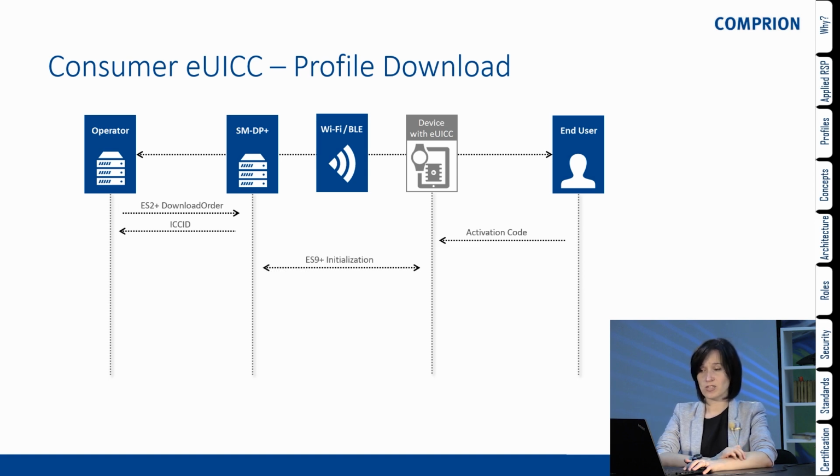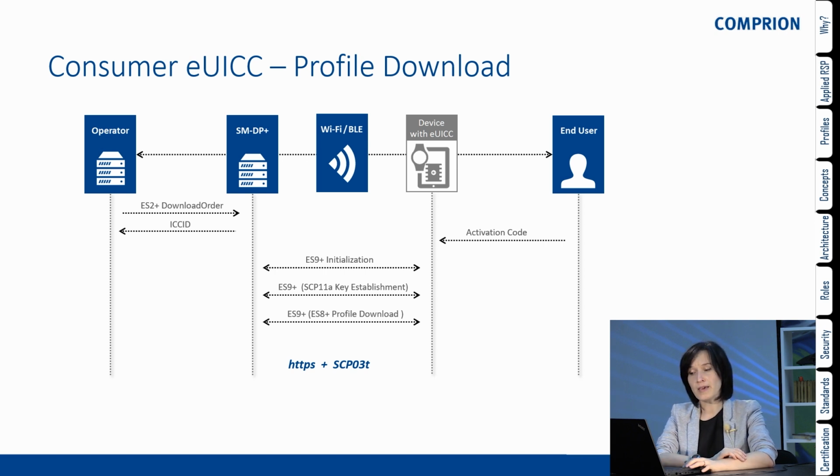Then there is an initialization step on the ES9+. This is very high level. Between the SM-DP+ and the device with the eUICC, there is again a key set establishment on the ES9+ interface. Here you can see the SCP11a protocol, the secure channel protocol 11a defined by GlobalPlatform, similar to the M2M specifications. Sorry, in the M2M specifications we did use this SCP protocol, the secure channel protocol. So for the key establishment, the secure channel protocol 11a is used.